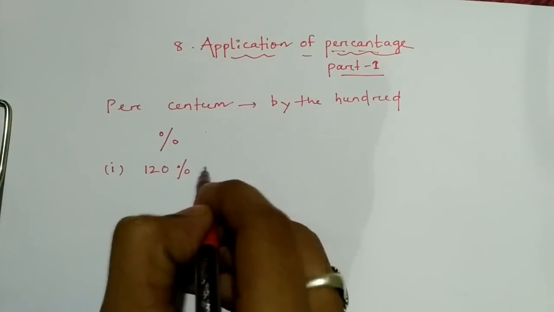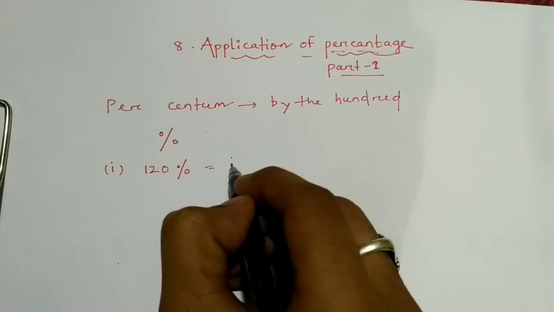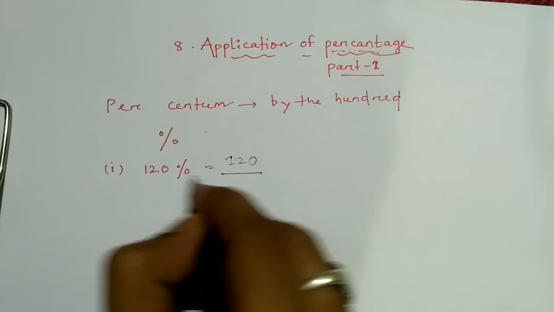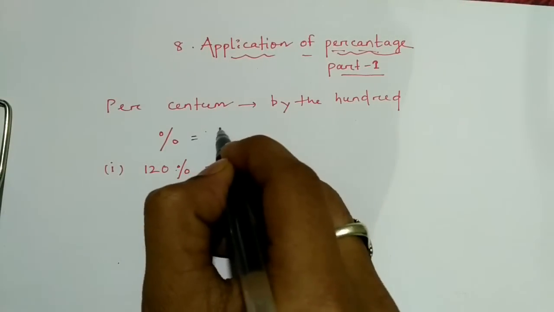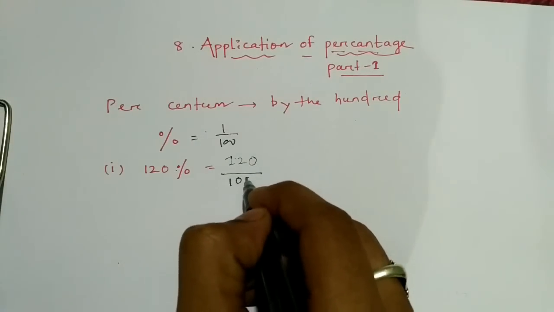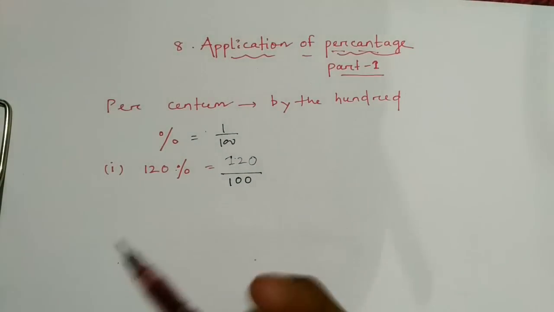So let me take an example, 120%. How can you write 120%? It is 120 divided by, percentage means always 1 by 100. So 120 percentage means 120 divided by 100. So let's do some exercises.